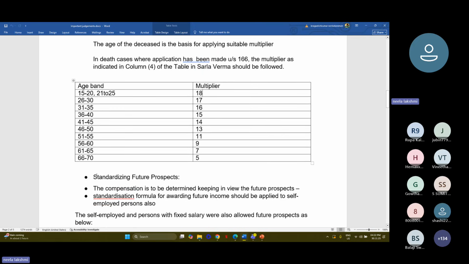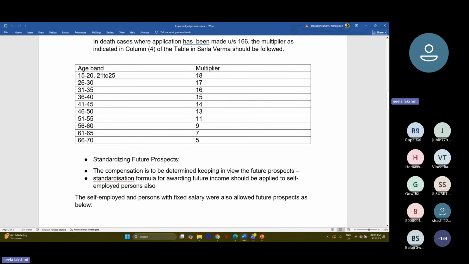It also standardized the future prospects. In the Sarala Varma case, we discussed that future prospects were introduced only for employees working in the organized sector. But the Pranay Sethi judgment extended it to non-salaried people also. The concept of future prospects was extended to non-salaried people also. This is the change in the Pranay Sethi judgment. I'm keeping this one.